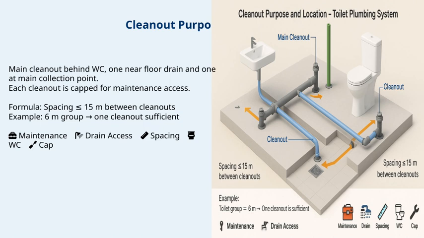A key point to remember is the spacing between cleanouts. The general rule of thumb is that they should be spaced no more than 15 meters apart. For example, if you have a group of fixtures within 6 meters, then just one cleanout is sufficient for that area. You'll notice on the slide various icons: the toolbox for maintenance, the showerhead for drain access, the ruler indicating spacing, the WC for water closets, and the cap symbol for capped access points. All these elements highlight the importance of strategic placement and accessibility of cleanouts to ensure proper maintenance and efficient drainage. This concept ties into the overall goal of designing an effective and reliable plumbing system.